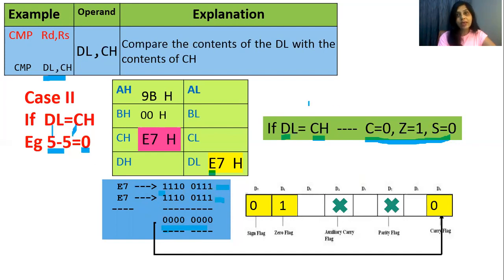Suppose we don't know what DL holds or what CH holds, but we just want to check whether both registers hold an equal number or not. The numbers may be anything, it may be 5, 15, whatever. Then what we can do is just execute this instruction, that is compare DL comma CH, and then check the status of these flags. If we get this particular pattern, then we can conclude that yes, the DL register and CH register hold the same numbers.